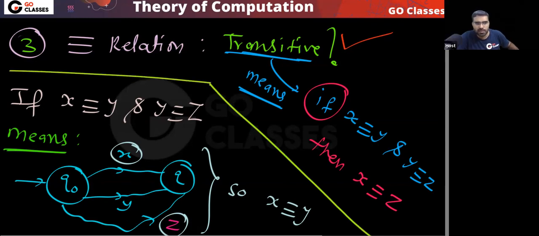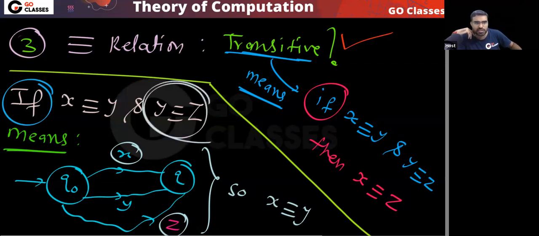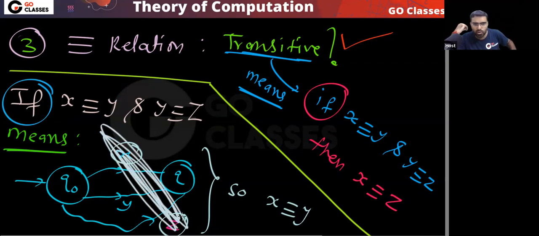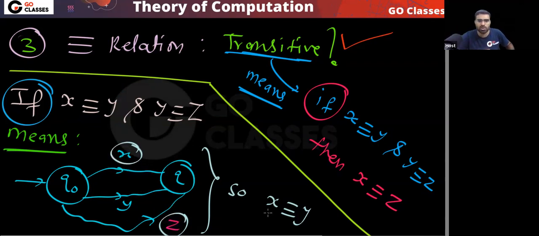Very simple. See, the logic is very simple. If X is equivalent to Y, Y is equivalent to Z, what does it mean? It means on X comma Y, on these two strings, you are going to the same state. Let's assume you are going to state Q. This means on Y comma Z you are going to the same state, so on Z also you are going to this state Q. So can you notice that on X comma Z you are going to the same state? So they are also equivalent. So this is transitive also. Is this point clear?